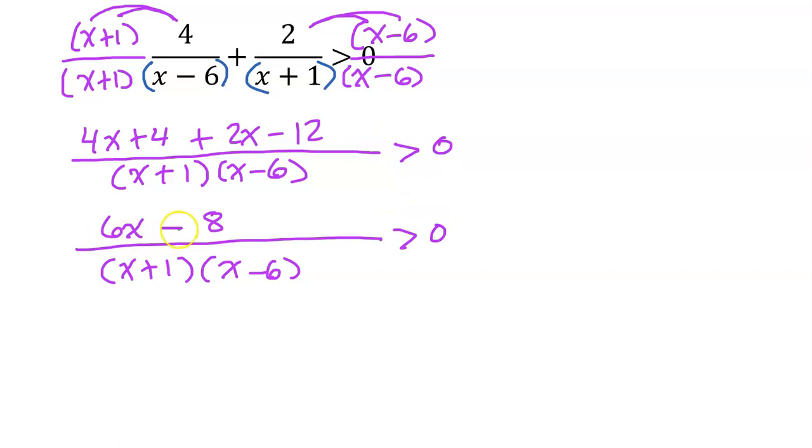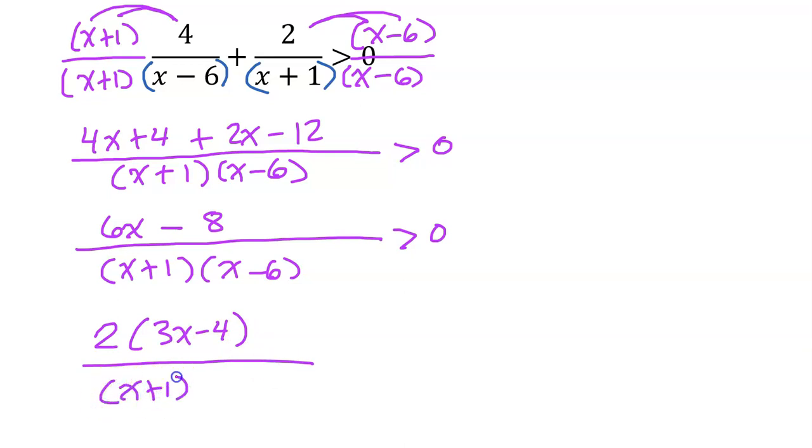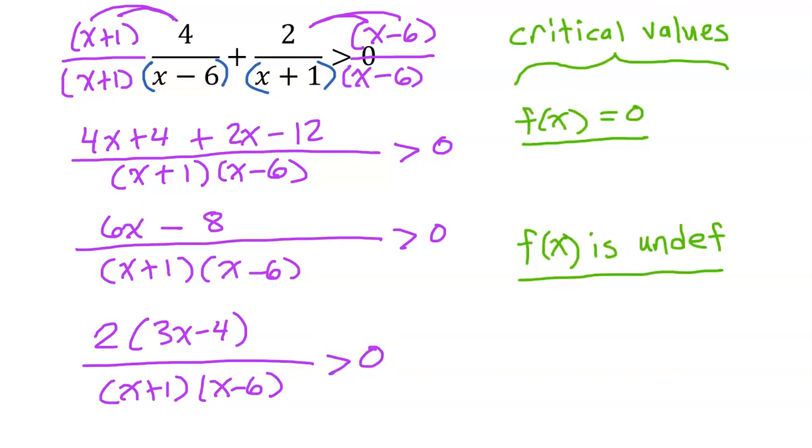I am noticing that there is a common factor of 2 in the numerator. So I feel like factoring that out as well. So I'm going to take out this 2, and that will leave behind 3x minus 4 over x plus 1 times x minus 6 is greater than 0.